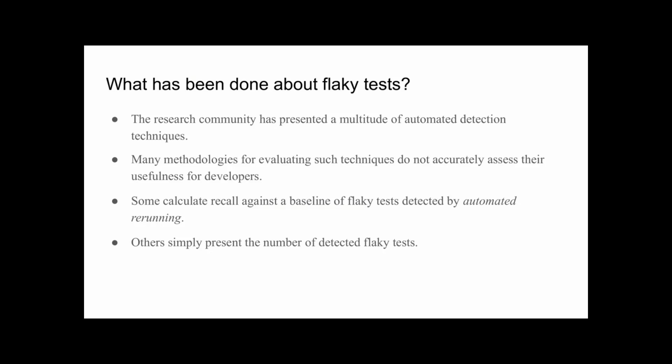One common such methodology is to calculate the recall of a technique against a baseline of flaky tests identified by automated rerunning, the most straightforward method for detecting flaky tests. This consists of repeatedly executing test cases to observe inconsistent outcomes indicative of flakiness. In this context, recall is the percentage of flaky tests in the baseline that are detected by the technique under evaluation. This methodology is limited because no prior work has established how well this particular baseline assesses a technique's usefulness for developers.